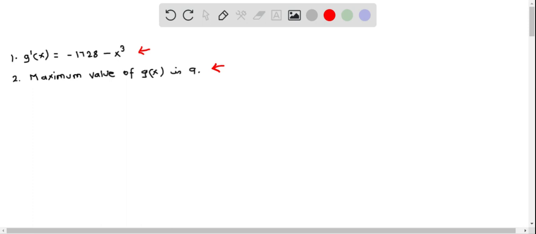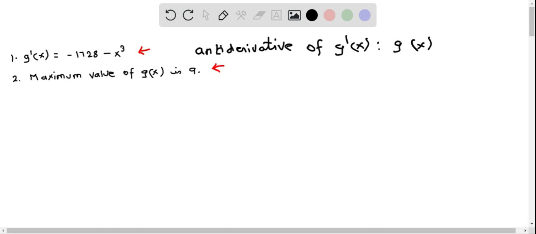So first we find the antiderivative of g prime of x, which gives us g of x. This is basically g of x. So let's do that. Let me copy the g prime of x, which is the derivative of g of x, and this is given as negative 1728 minus x cube.